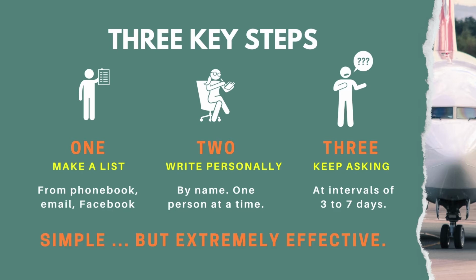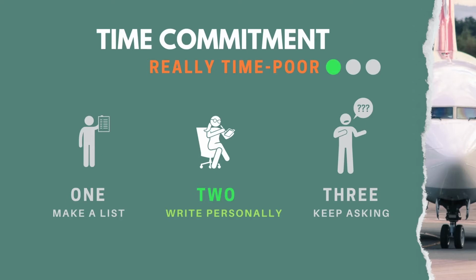These steps may sound very simple, and in a way they are, but they are extremely effective. Remember, fast beats perfect, and asking once is better than never asking. If you're really time poor, do step 2 on its own, and just write to the people you think are the most likely to support you. If you're looking for best value on how much time you put in, do steps 1 and 2. If you're motivated to maximise how much you raise, do all 3 steps.